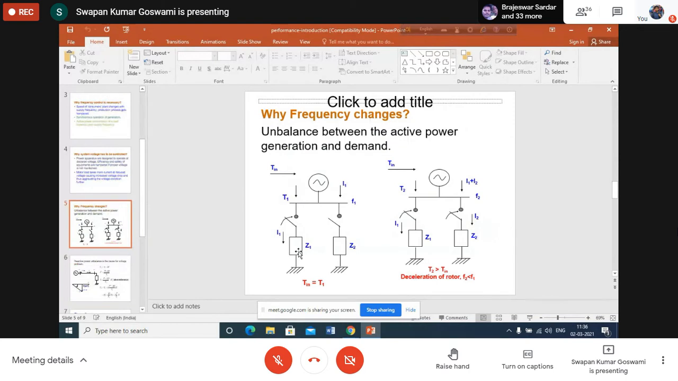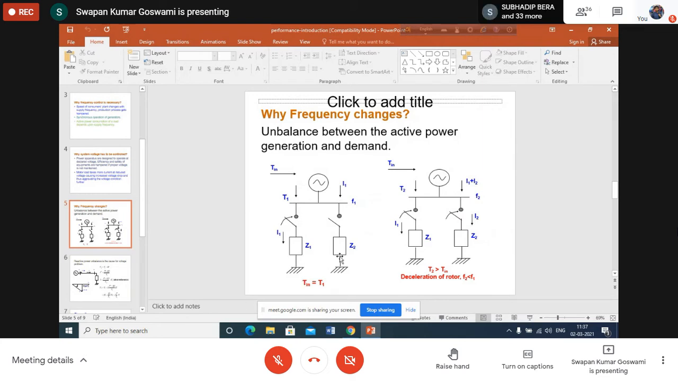Then now let us see why the frequency changes. We have mentioned why the frequency has to be kept constant. Now let us see why the frequency changes in the power system. The reason is basically the unbalance between the active power generation and active power demand. That means the load on the system is continuously changing. If there is more power demand, you have to supply more power to the system. And if you cannot supply more power, then there will be a reduction in the frequency. How does it happen? Let us see.